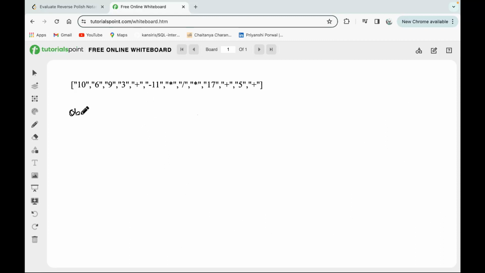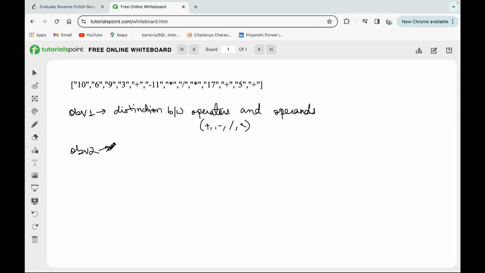Okay, so let's write these observations. Observation 1, distinction between operators and operands, right? So operands are nothing but numbers on which we have to do a particular operation, and operators are nothing but plus, minus, divide, and multiplication. What is the second observation? What can we observe secondly here? That we have to store these numbers somewhere. Only then we will be able to do these calculations, right?